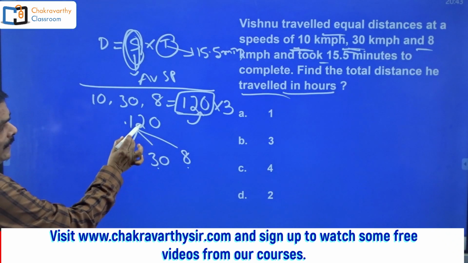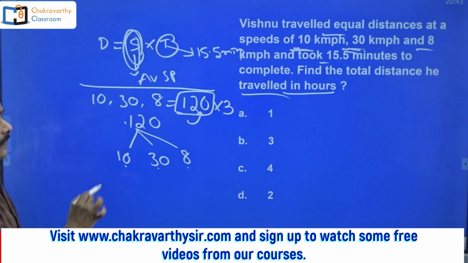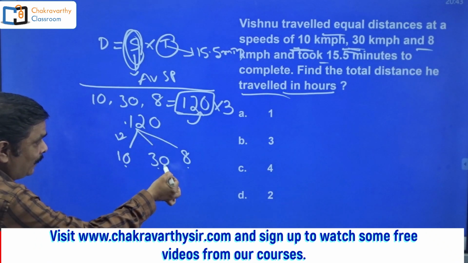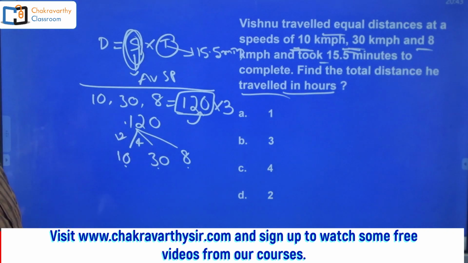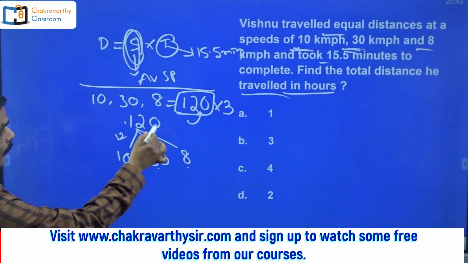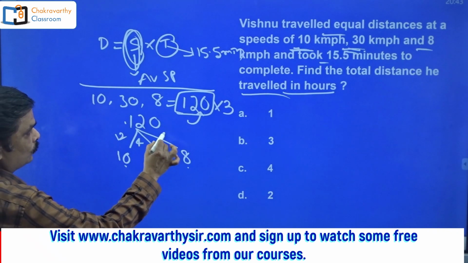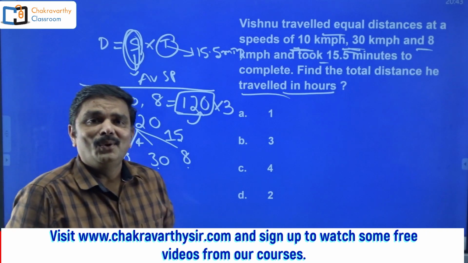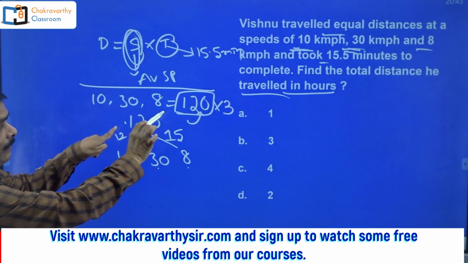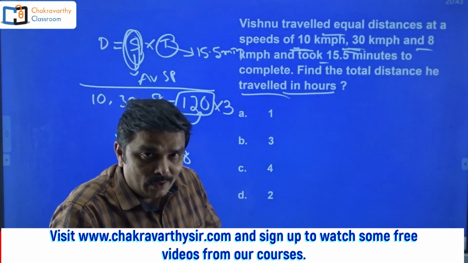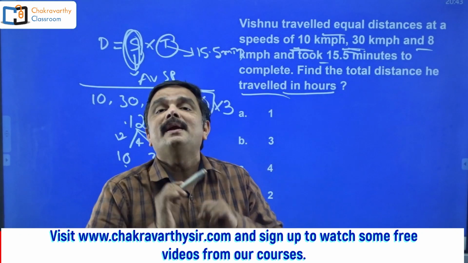Time taken is distance by speed. That is 12 hours, 120 by 10. Then 120 by 30, this is 4 hours. Then 120 by 8, so what is 120 by 8? So that is 15. Simple. Alright, now total distance divided by total time will give you the average speed.